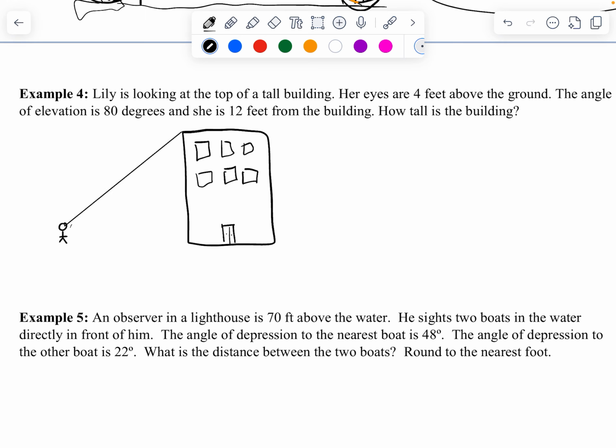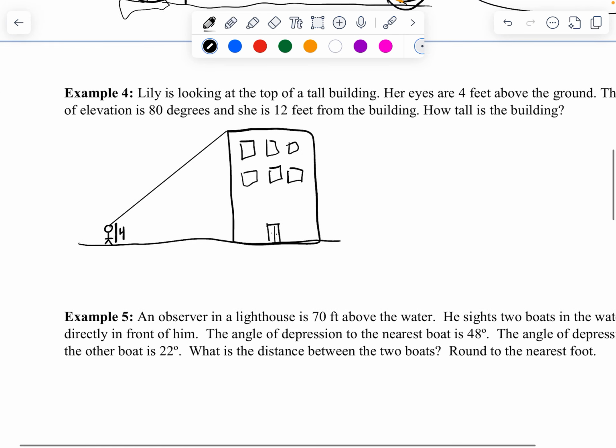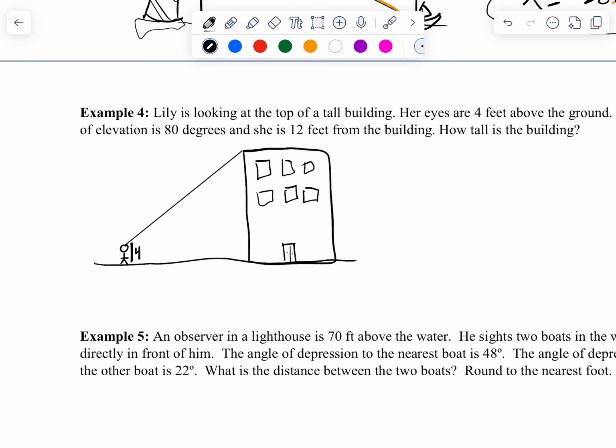Okay, her eyes are 4 feet above the ground. So we have clearly Lily here standing on the ground. Imagine that I didn't just miss that. Yeah, there we go. Whatever, that's fine. All right, and then the angle of elevation is 80 degrees. So question, who is measuring the angle? Lily, right? She is looking at the top of the tall building and the angle of elevation, meaning we should be going up from the horizon.